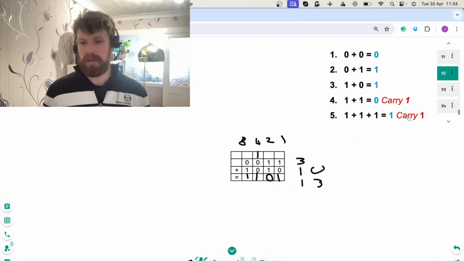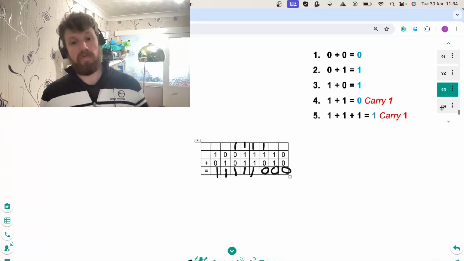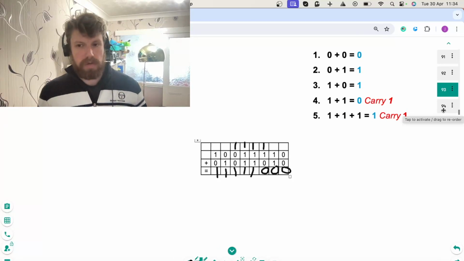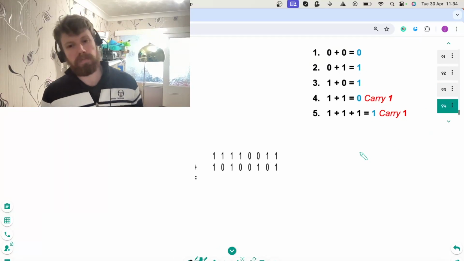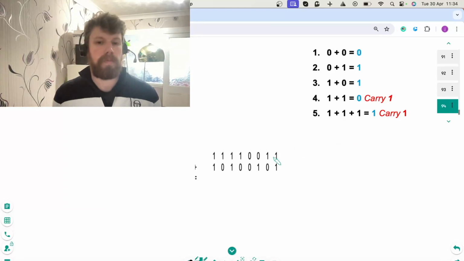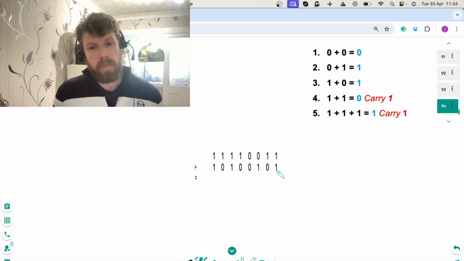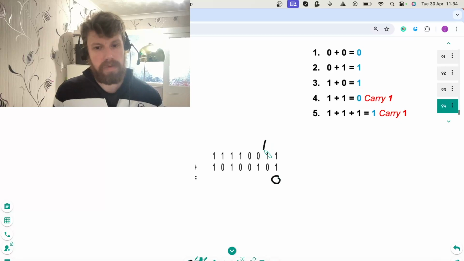They want to see that you've done it using binary addition rules, so make sure you do it that way. Final one, which I just want to go onto here, is 1 plus 1, because sometimes they're not going to give you a grid. So let's have a look at how we do it on this one. So 0, carry the 1.